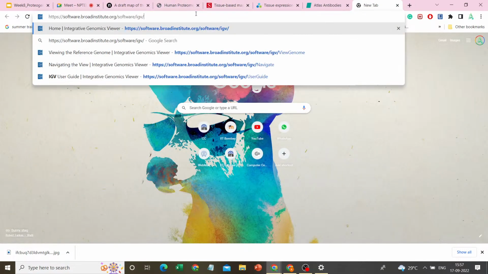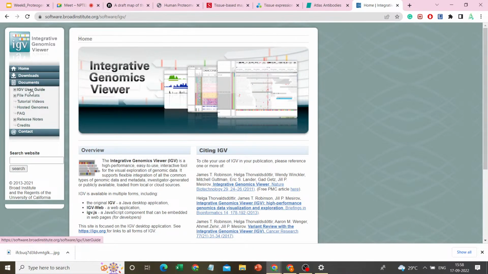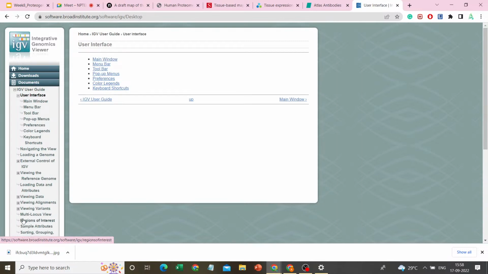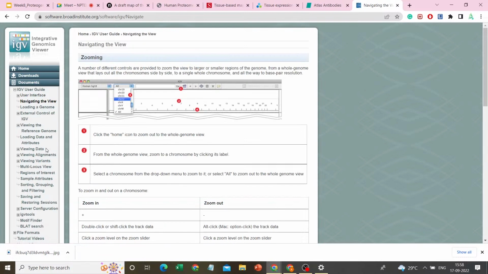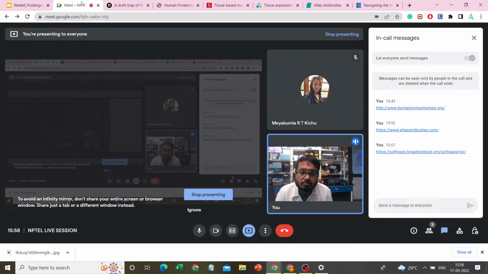So if we go to IGV, they have a very extensive manual. If you go to the documents, IGV user guide, you will come across this kind of interface where the IGV user guide is written. So, the user interface. Now next we can go to navigating the view. In the lecture, they have already given you some hands-on sessions where it is mentioned how you can visualize the alignment.